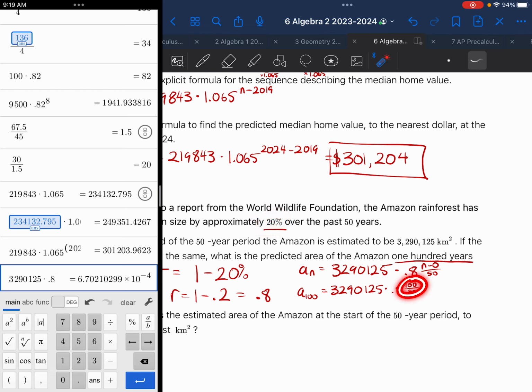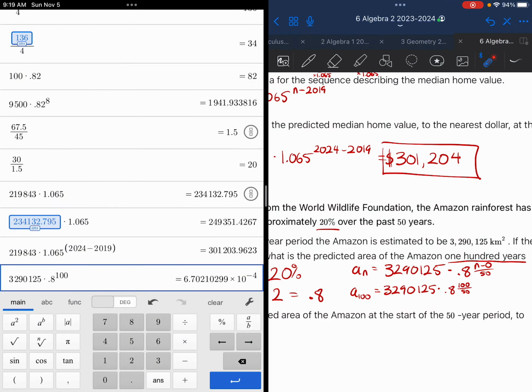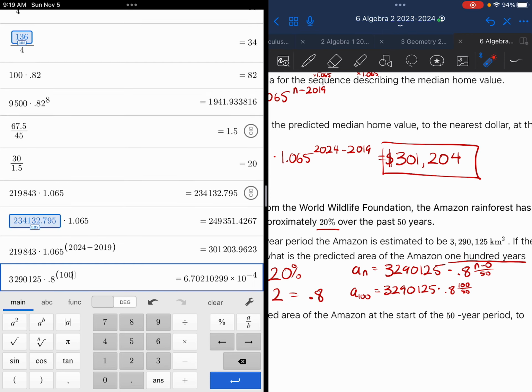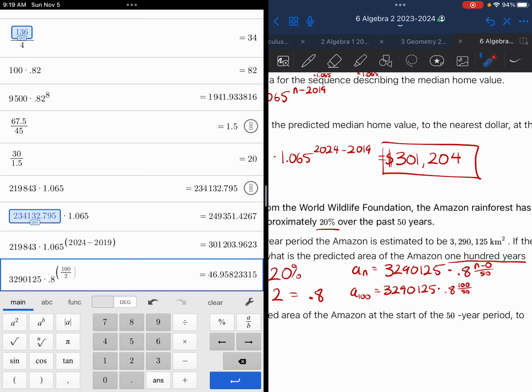So really this power should be 2, because you're doing over 100 years and this one was over 50 years. This is twice as long, so this number should be 2. So let me come back to my formula over here. I'm going to do some parentheses up here. I'm going to say this 100 was divided by 2, and that is still a very, very small number that does not make sense to me.